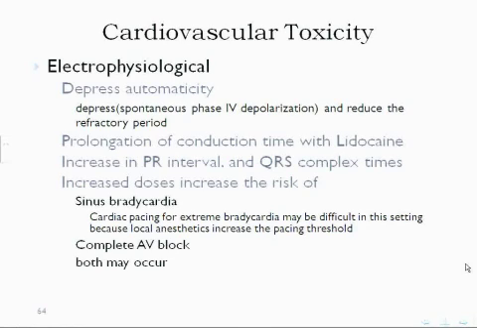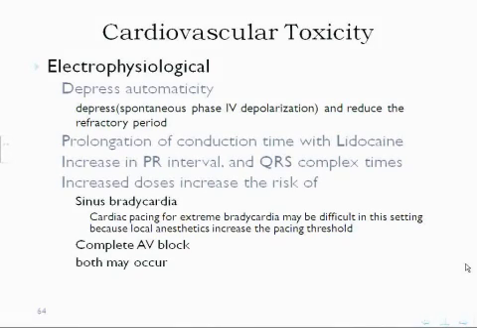With increased doses, you increase the risk of developing severe sinus bradycardia. Then you'll start getting complete AV block, and then you go into asystole. Not something you want to see. Okay? With lidocaine, you have to give very high doses to get into that range for that to happen, though.